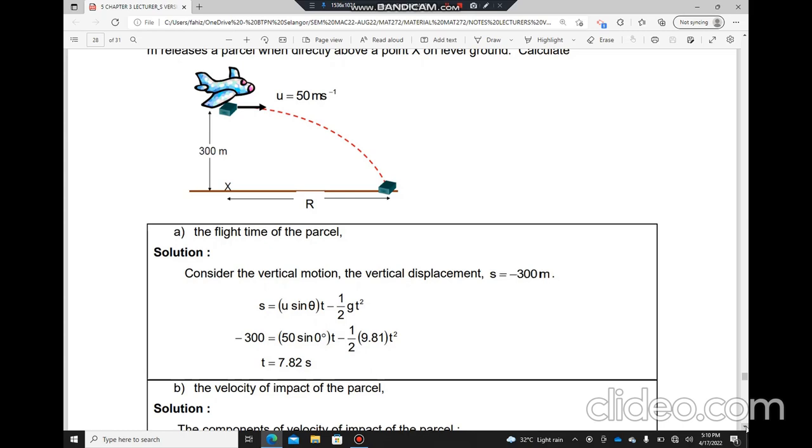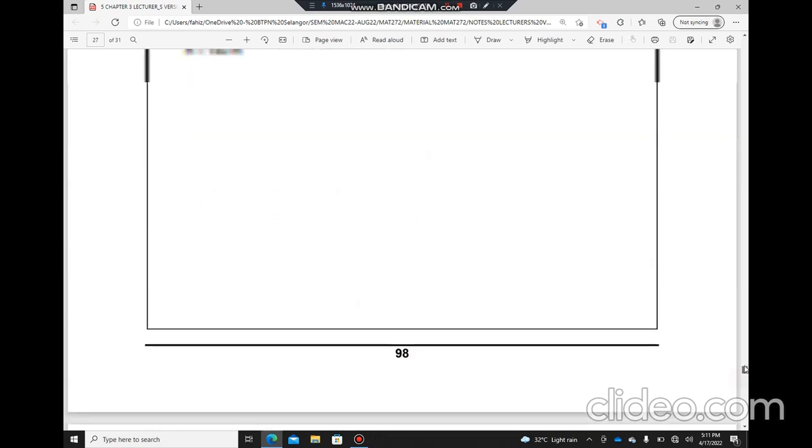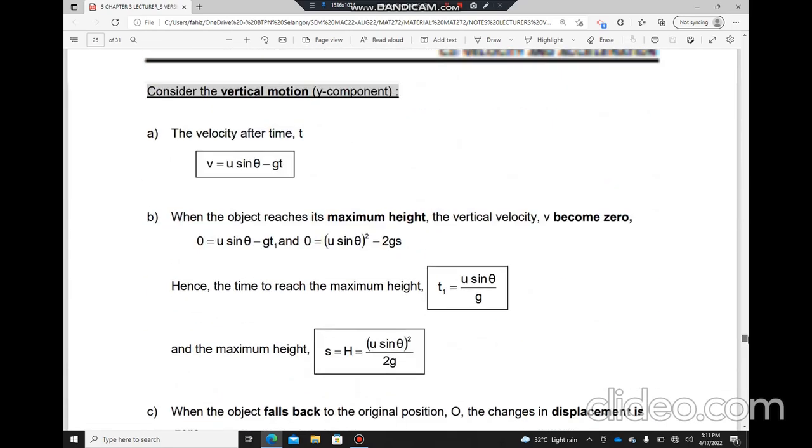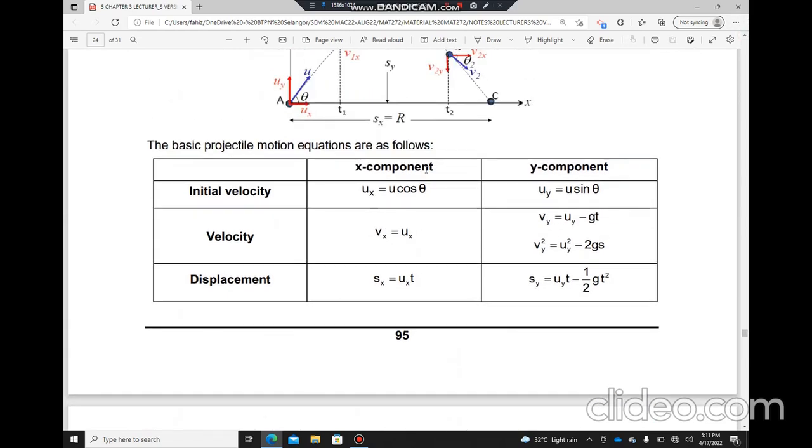And then velocity. Okay, velocity of impact of the parcel, the components of velocity of impact of the parcel. Kat sini, dia ada horizontal component and vertical component. So untuk horizontal component, just use formula v equals u cos theta. And then for vertical, v equals u sin theta minus gt. So dari mana formula ni? Kita tengok table atas ni, yang sebelum ni kan, kita ada this one untuk projectile. So this one X component and Y component.